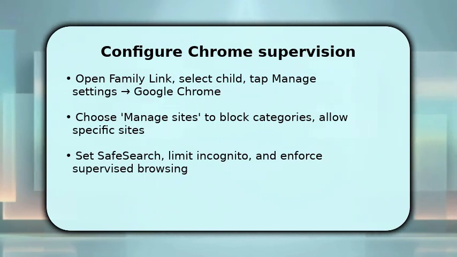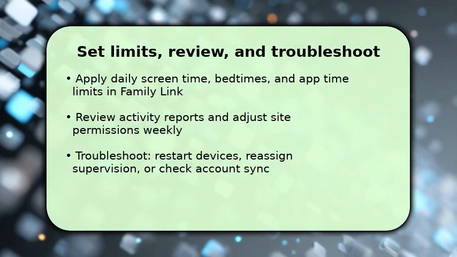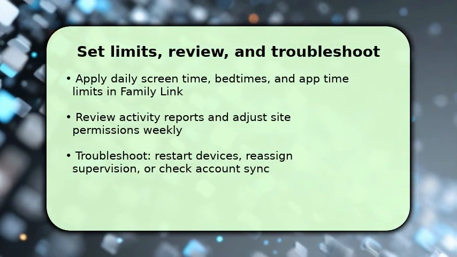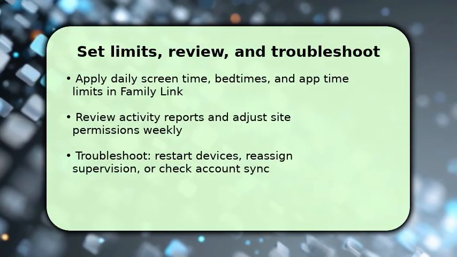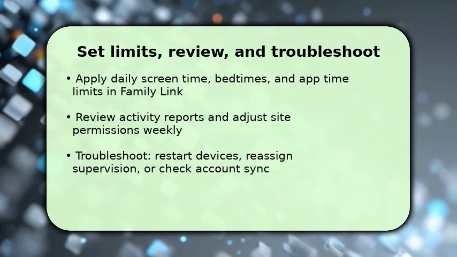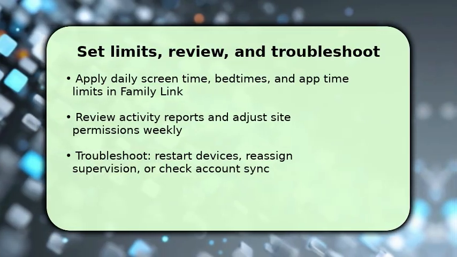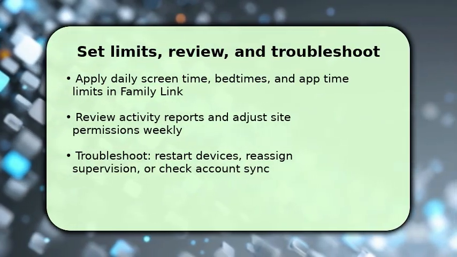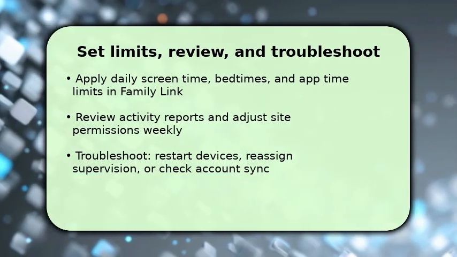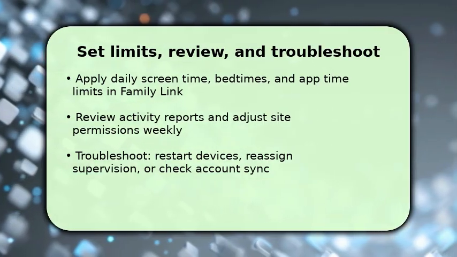Finish by adding time limits and reviewing activity so the rules stick. Set daily screen time, bedtimes, and app-specific limits in Family Link, then check activity reports regularly to refine allowed sites. Make sure Chrome is synced and the child uses their supervised account, otherwise controls won't apply.